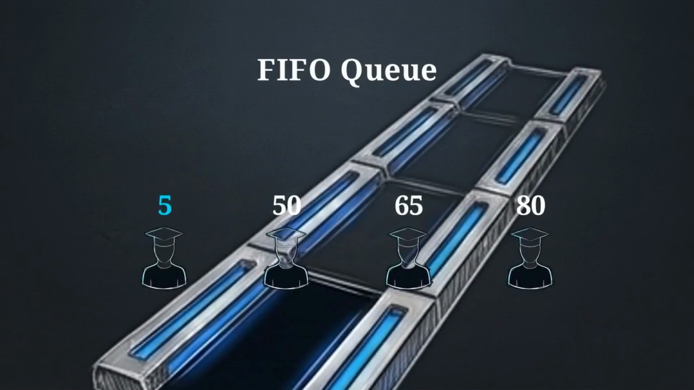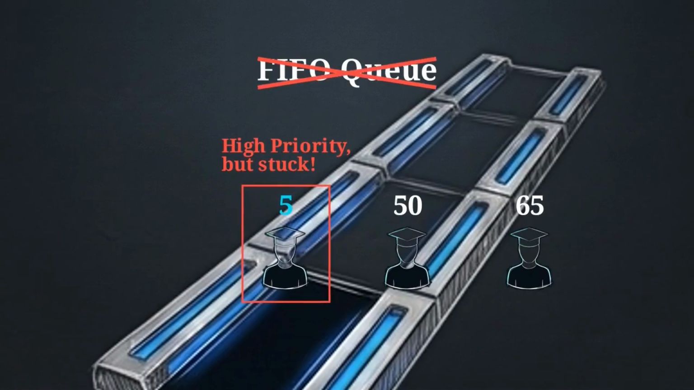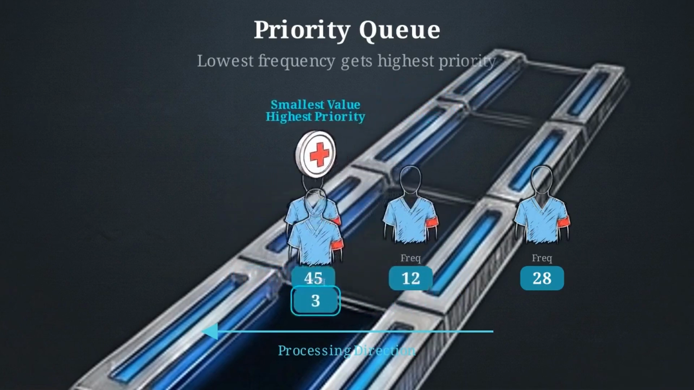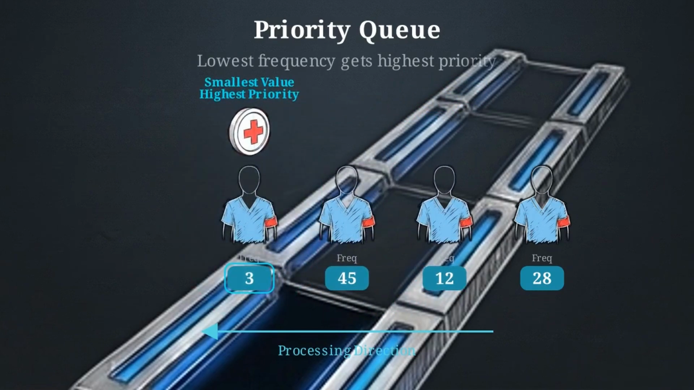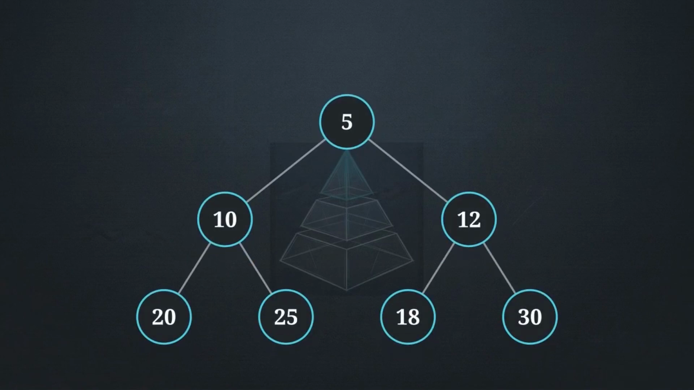To find those specific values, a standard first-in, first-out queue doesn't work. We need a structure where the lowest number bypasses the line and jumps straight to the front based on its priority. We achieve this using a priority queue, implemented as a min heap.